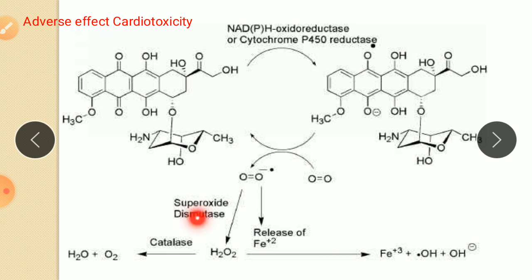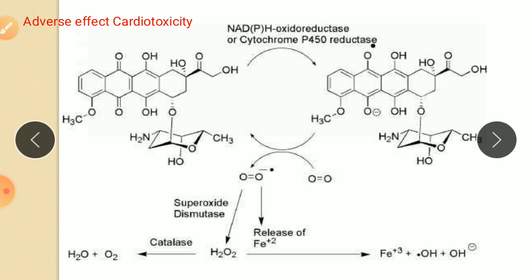The cardiac cell has less catalase, therefore this free radical is formed, and this free radical damages the cardiac cell and produces cardiac toxicity. Studies have shown that doxorubicin administration stimulates both the intrinsic and extrinsic pathways of apoptosis, and this has been linked to increased production of H2O2 and hydroxyl free radical.